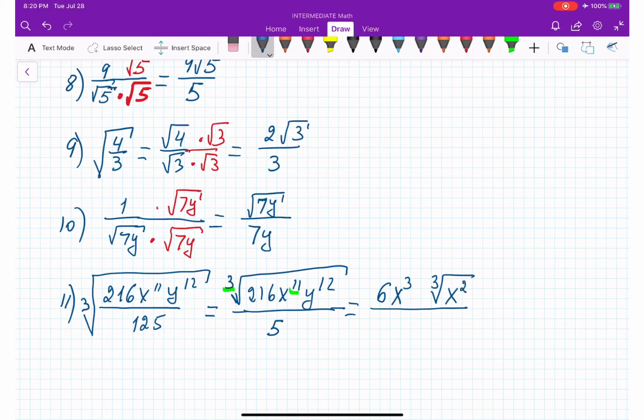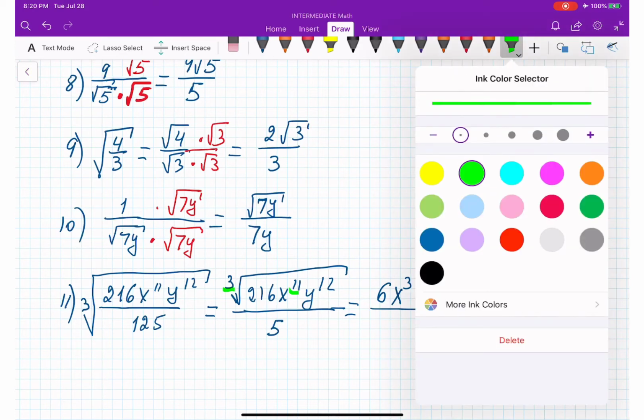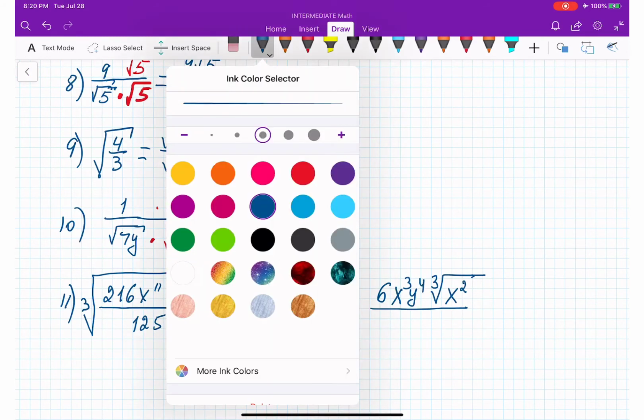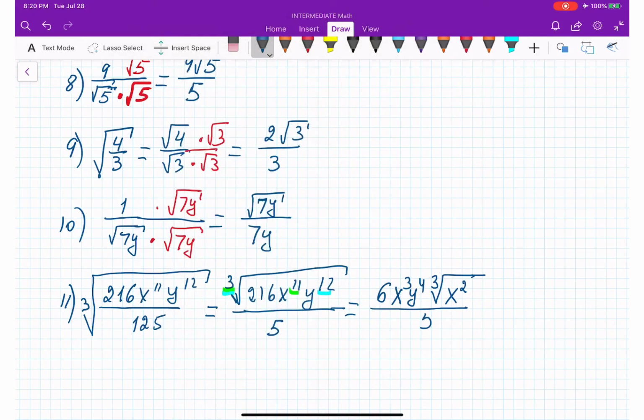Cubic radical. Next, y to power 12. 12 divided by 3. We get clean 4. Very good. Which means we get y to power 4. And we are done. And this 5 stays underneath. Very good. Next one.